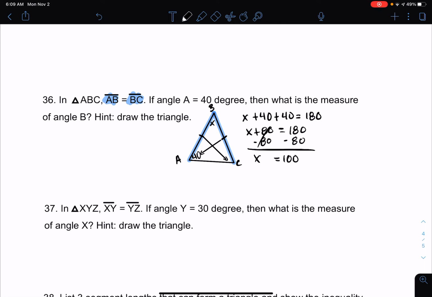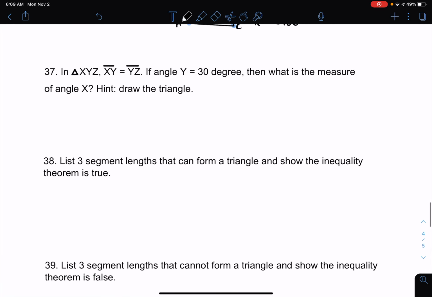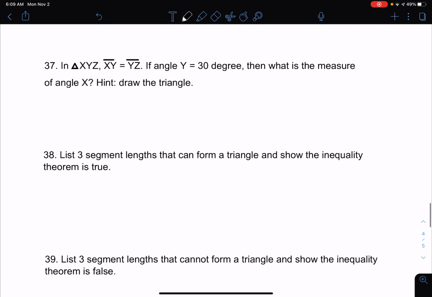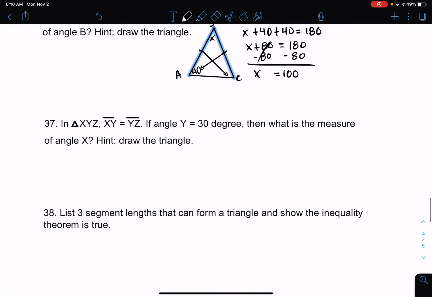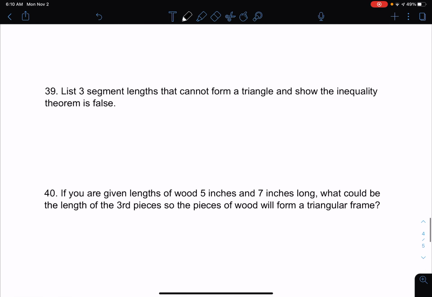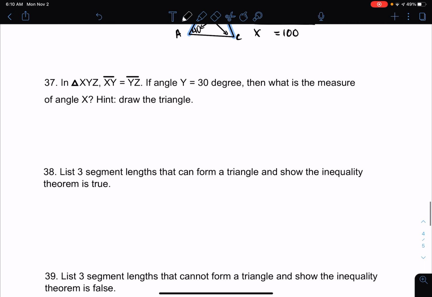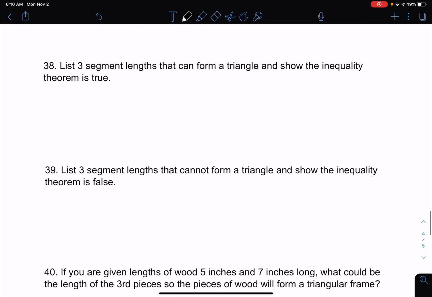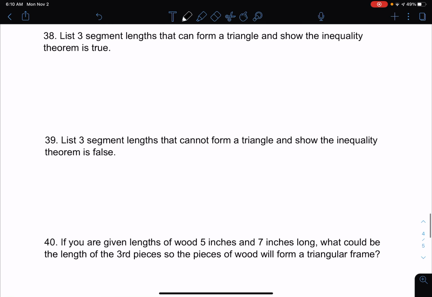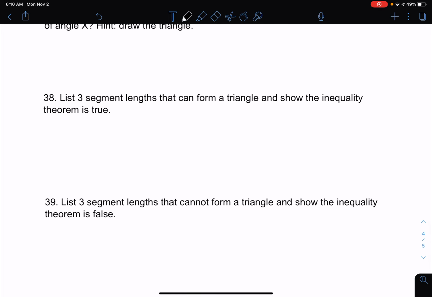All right, so we're going to do the same thing again on 37. Or, no, I'm reading these, and they're not all the same. So 36 is the same thing as 37, so I'll let you do 37. 38 is the same thing as 39 and 40. So I'll do 38. It says list 3 segment lengths that can form a triangle and show the inequality theorem is true.